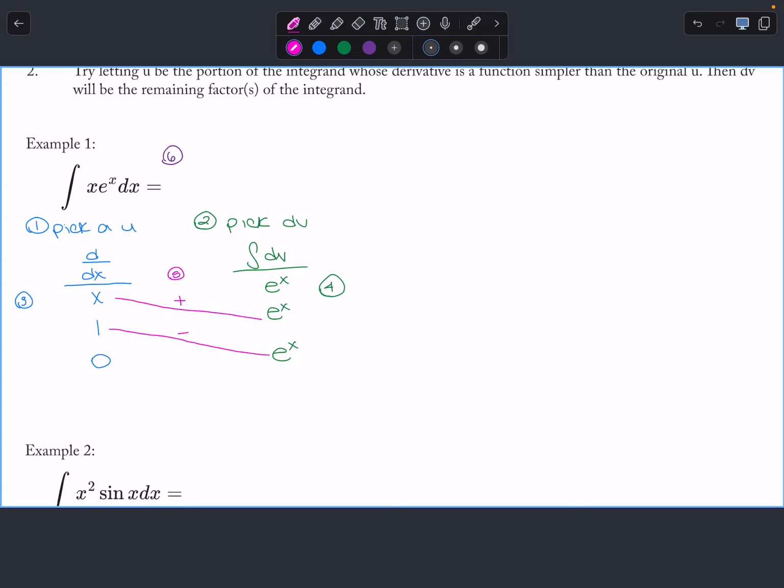I take my little sign, which is plus. So he's positive to start off with. I take my x, and I multiply what's across the diagonal, which is my e to the x. Then my, in pink, had a negative, a minus sign. And I had 1 multiplied across the diagonal to e to the x. And then I had a plus c. So my answer is x e to the x minus e to the x plus c.